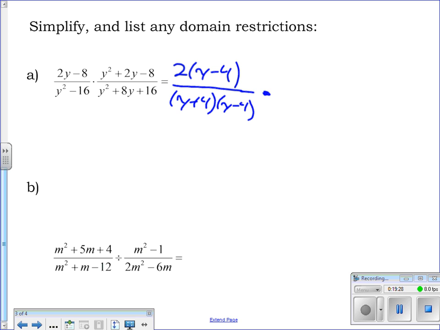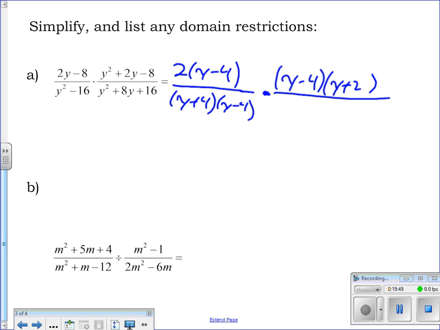And that's times. Factor out the other one. Y squared plus 2y minus 8. Two numbers multiply to give me 8, subtract to give me 2. 4 and negative 2. Y minus 4, y plus 2.